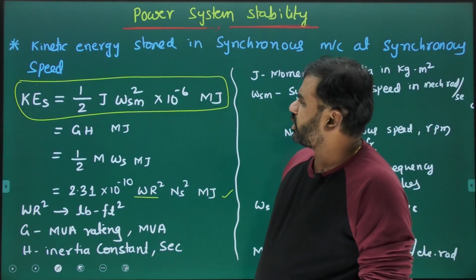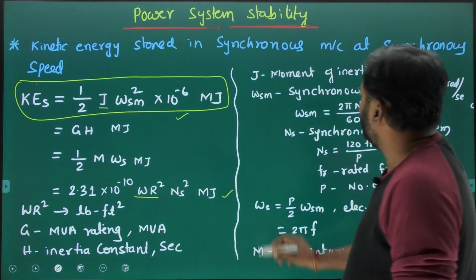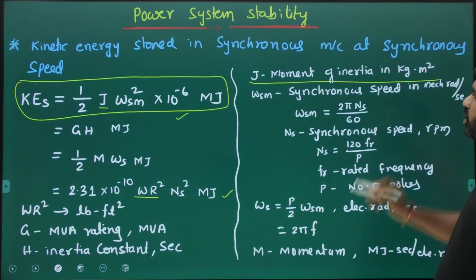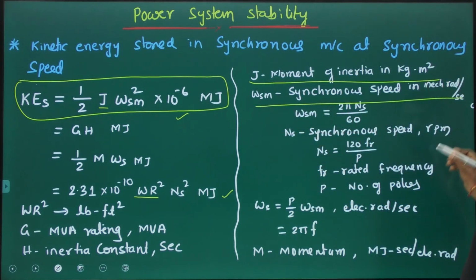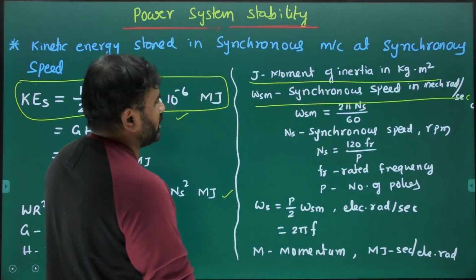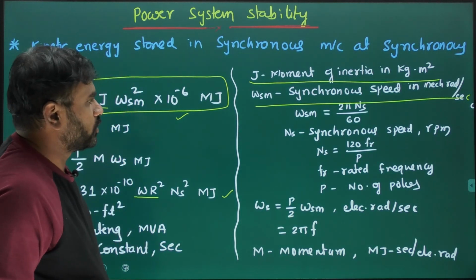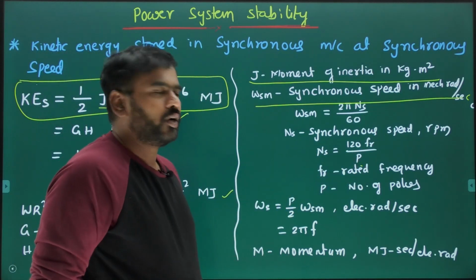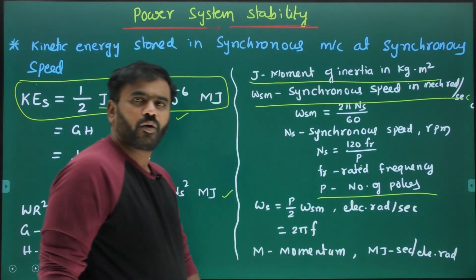But the fundamental formula is this, where J is the moment of inertia of the rotor in kg meter square. Omega Sm is the synchronous speed in mechanical radians per second. Careful, it's mechanical radians per second. Now what is omega Sm? 2 pi Ns by 60, where Ns is the synchronous speed, that is 120 f by P, where f is the rated frequency and P is the number of poles.